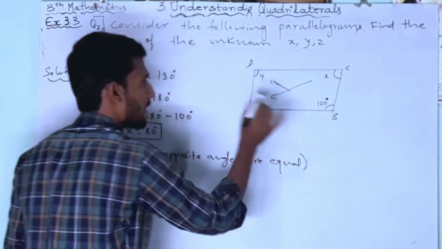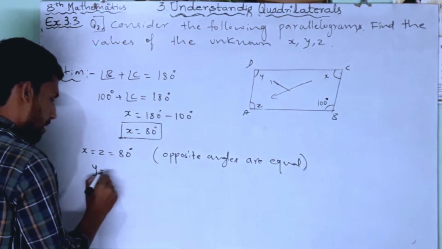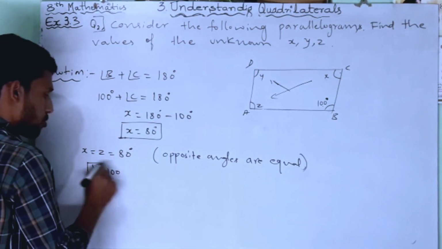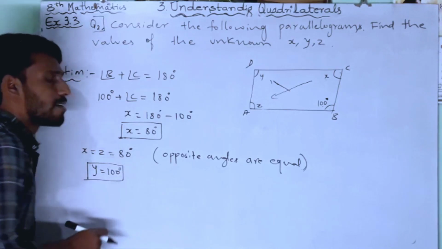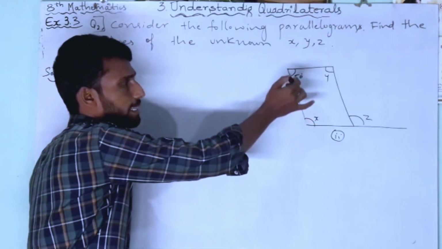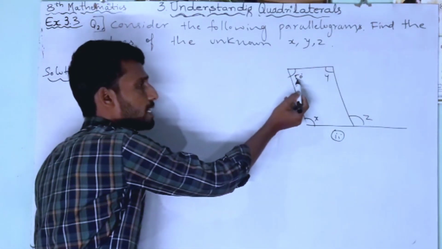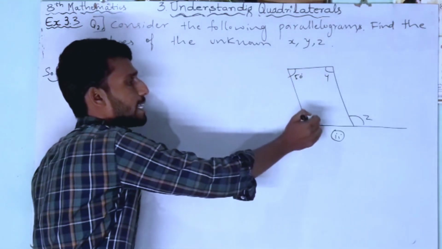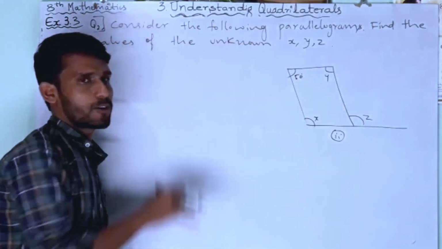Now here Y angle is 100 degrees. This is also opposite angles. This is the first one solution. Okay, so next I am taking a second figure. Here in this second figure given, one angle is 50 degrees. X, Y and Z we have to find out here.